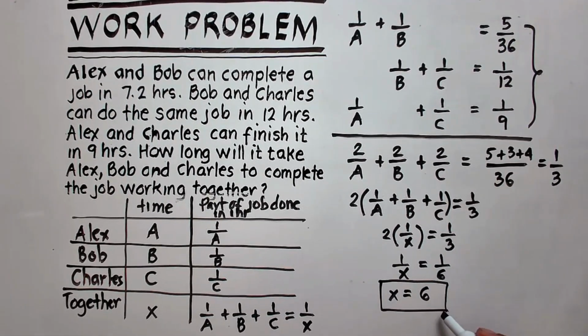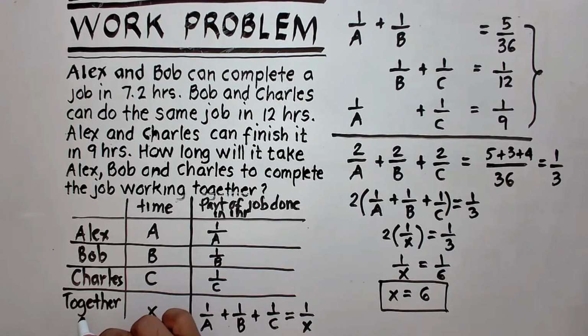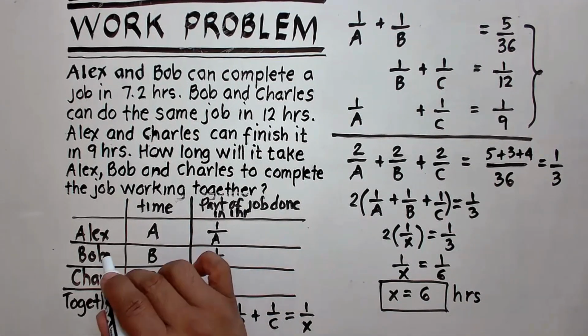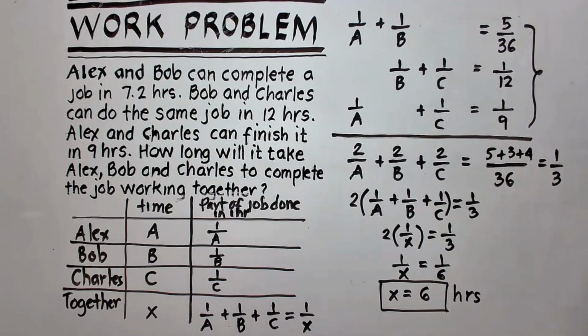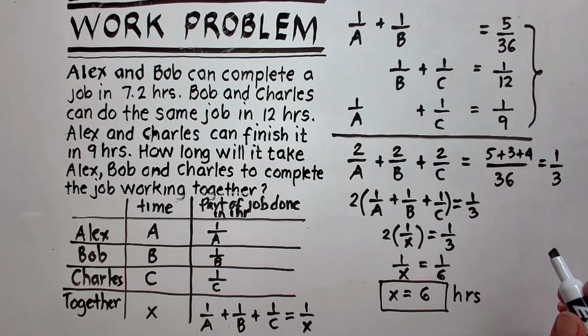And what is x? We said that x is the length of time for the three of them working together. So the unit here is hours. So it will take 6 hours for Alex, Bob, and Charles working together to complete the same job. This method is the application of the systems of equations involving 3 unknowns and 3 equations.